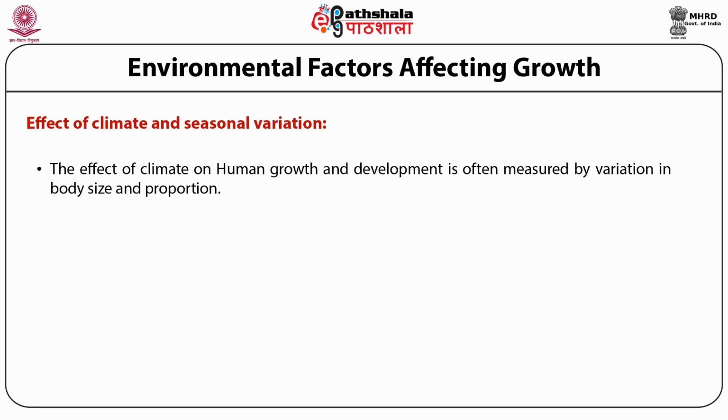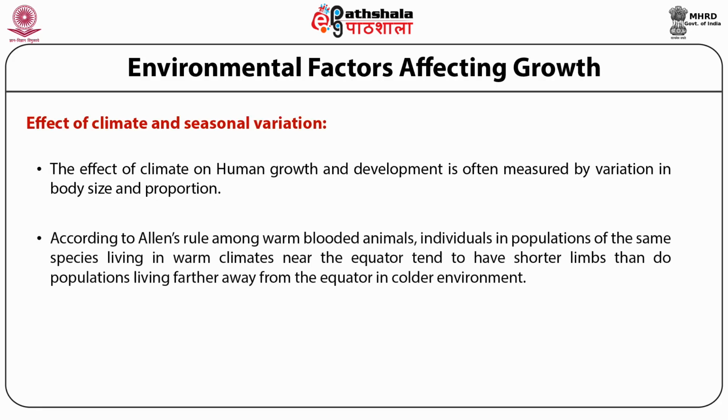Bergmann's rule states that within the same species of warm-blooded animals, populations having less bulky individuals are more often found in warm climates nearer to the equator, while those with greater bulk or mass are found farther from the equator in colder regions. According to Allen's rule, among warm-blooded animals, individuals in populations of the same species living in warm climates near the equator tend to have shorter limbs than do populations living farther away from the equator in colder environments.